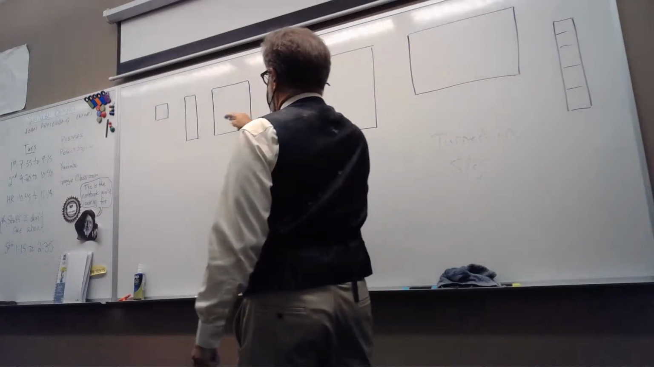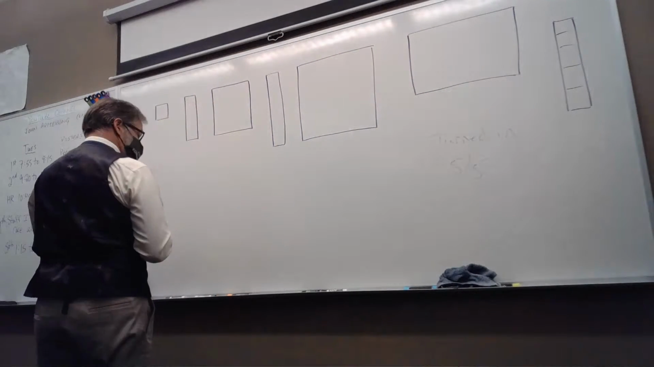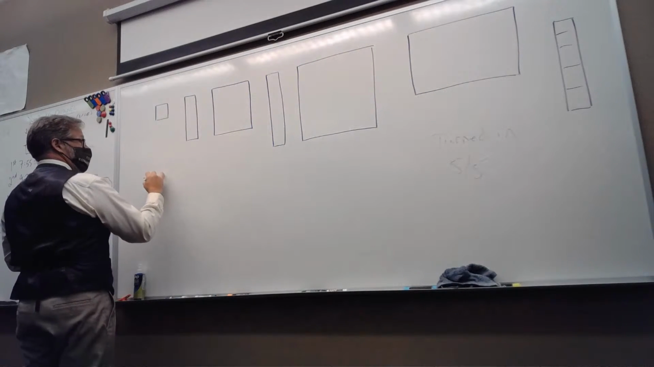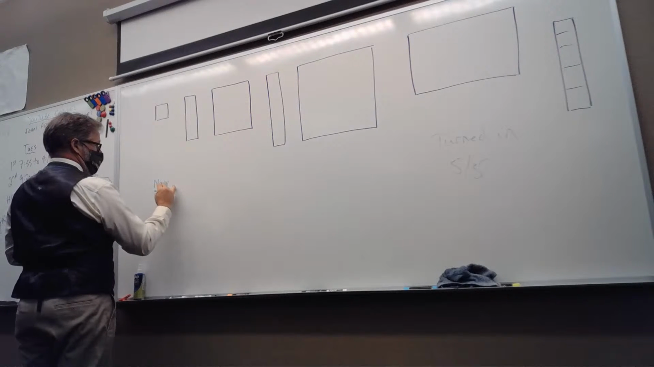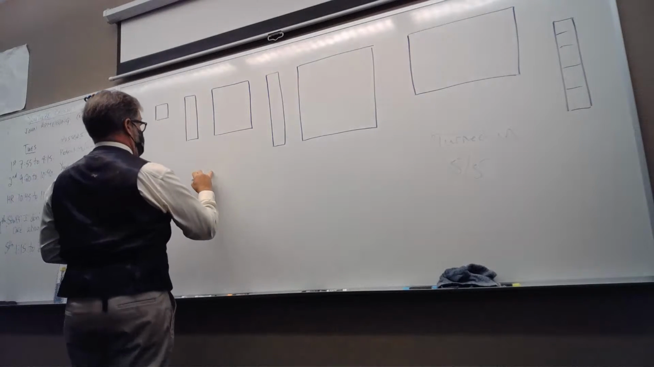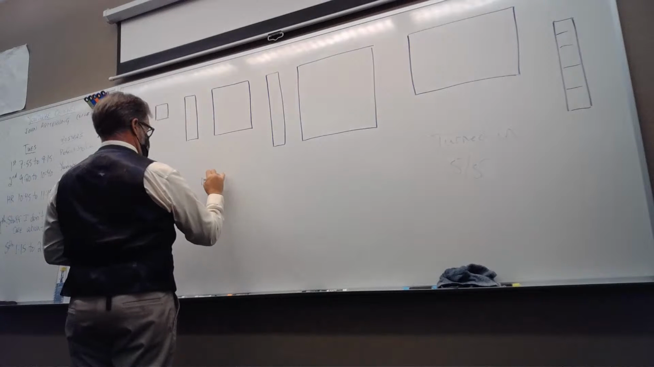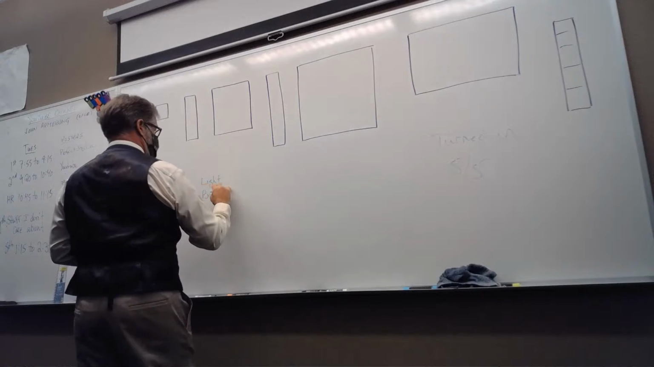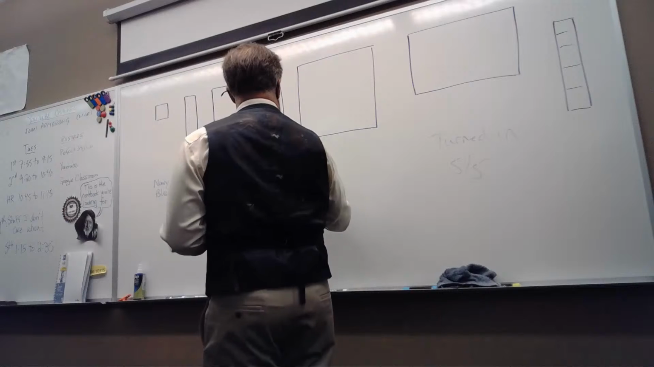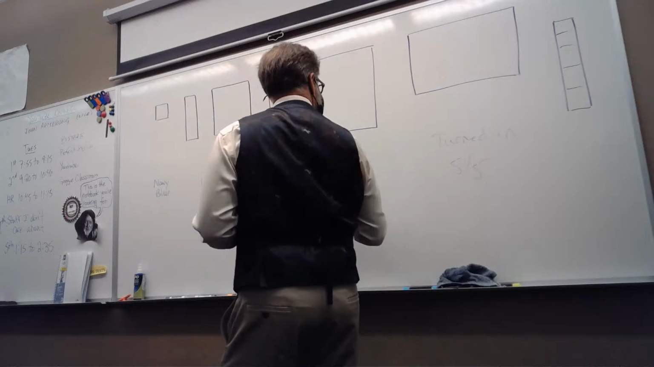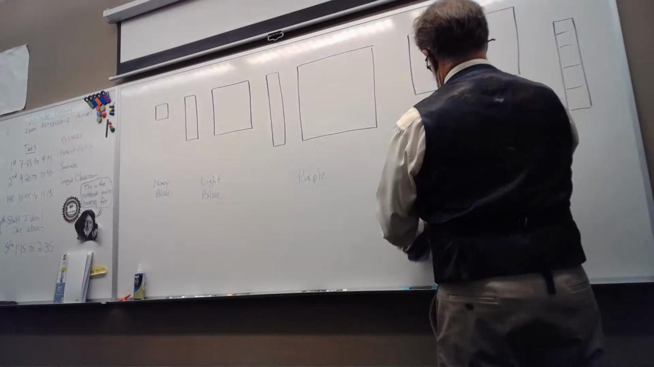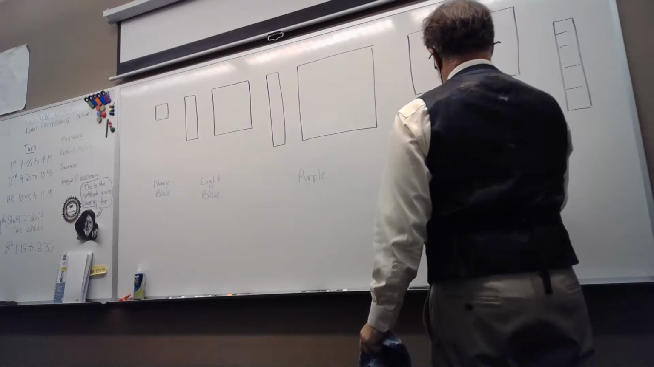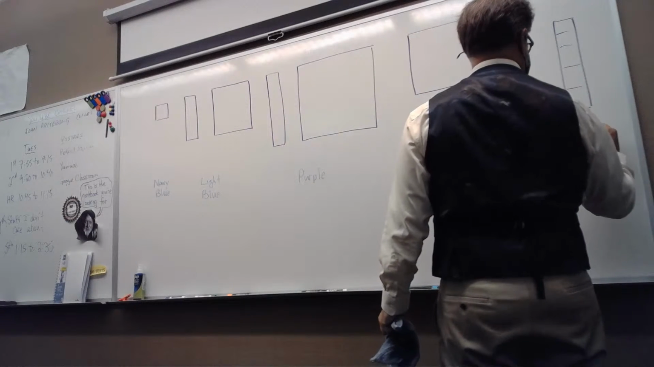If you're missing any of those 6, find them. I'll give you a hint. This one is navy blue. These two are light blue. These two are purple. And this one is green. And then this one's also navy blue.